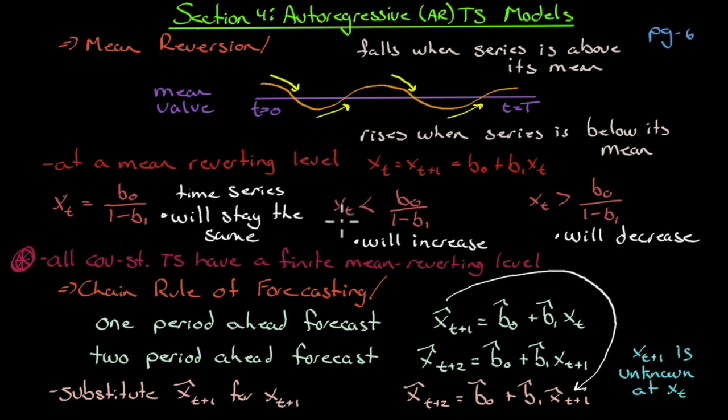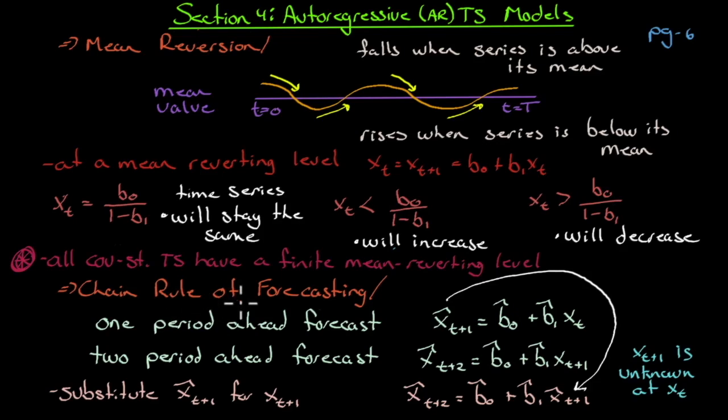If the value of the time series is below the mean reverting level, our forecast of the next period value should increase towards that level. And if it's above that level, then our forecast for x(t+1) using that value of x(t) should decrease towards the mean reverting level. So we're going to look at an example of that shortly in one of the problems.